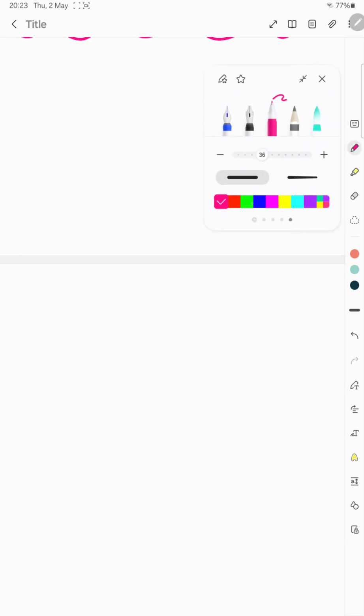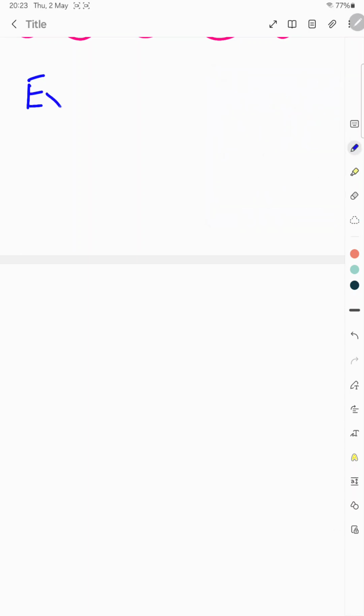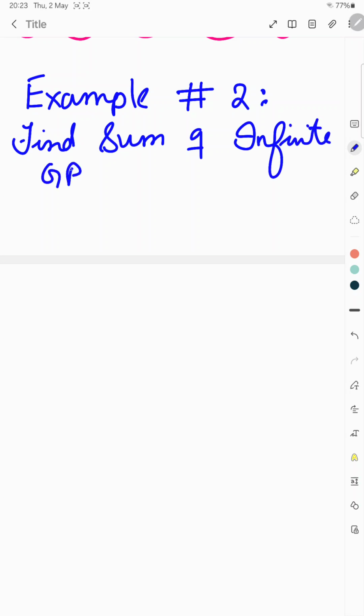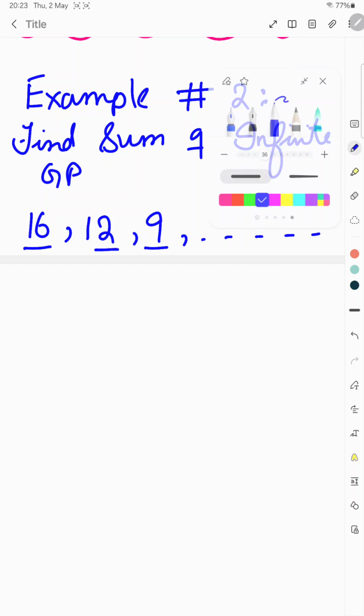As in example number 2, what is given? It is given: find the sum of infinite geometric progression. Here 16, 12, 9 up to so on. Okay, so here the sequence which is given to us is 16, 12, 9. So I will start my answer.